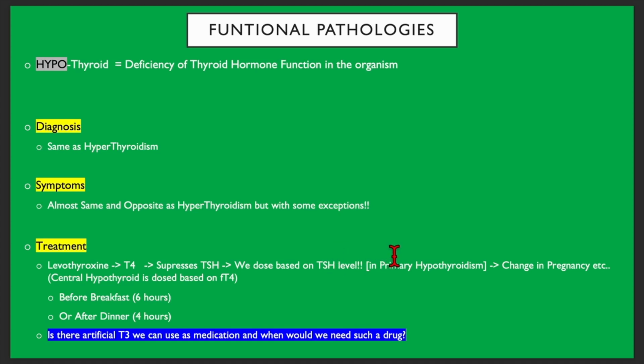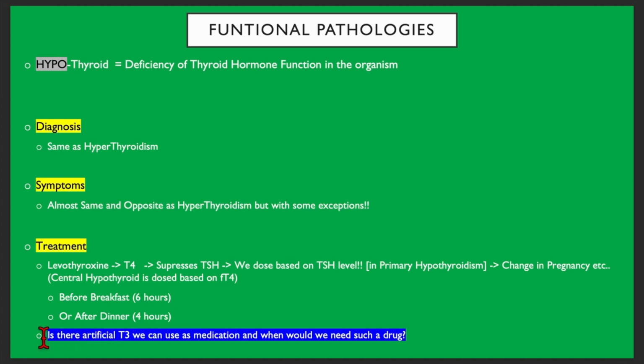So that's how you treat hypothyroidism. You use T4, but it depends if it's primary or central, which is your indication for the dosage. It should be taken before breakfast or after dinner. I think here it should be like 30 minutes, not 6 hours before breakfast.